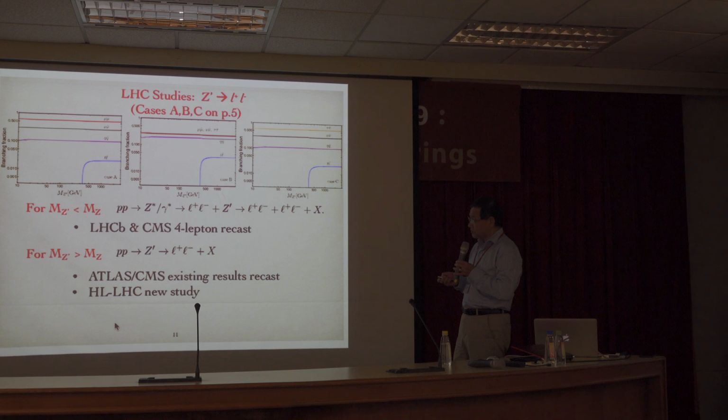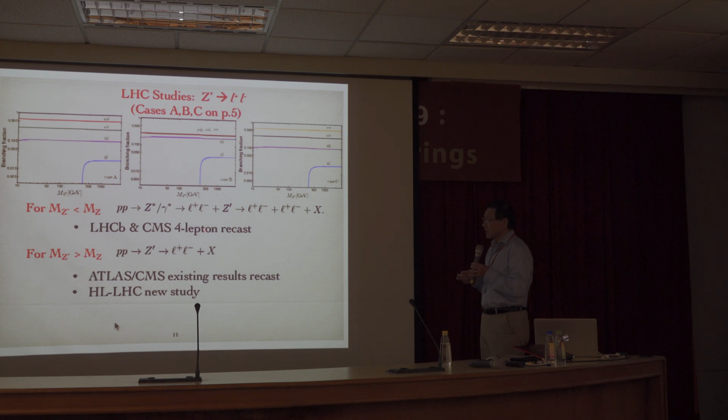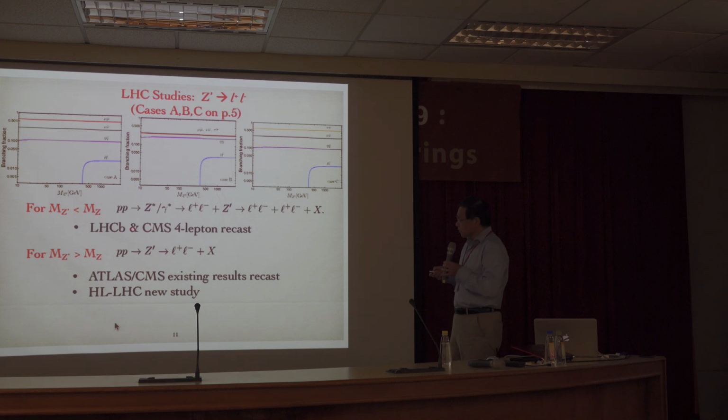However, if the Z prime is heavier than the Z particle, then the Z prime is produced directly as a pair. So we have 2 classes of lepton signatures. One is 4 charged leptons to form a Z prime resonance and a Z resonance. And the second class is simply a lepton pair to form this one. We use both of these signatures to compare with the existing data.